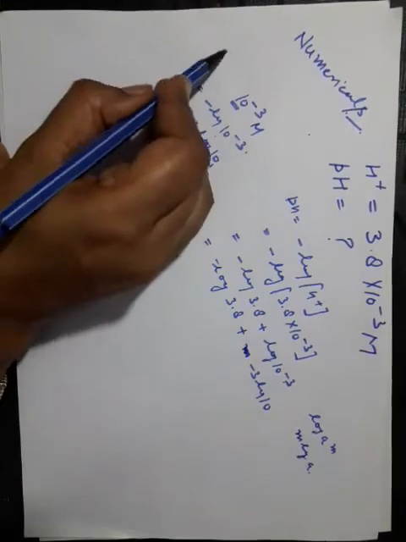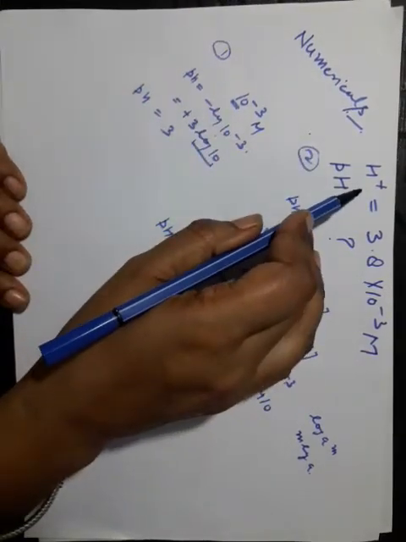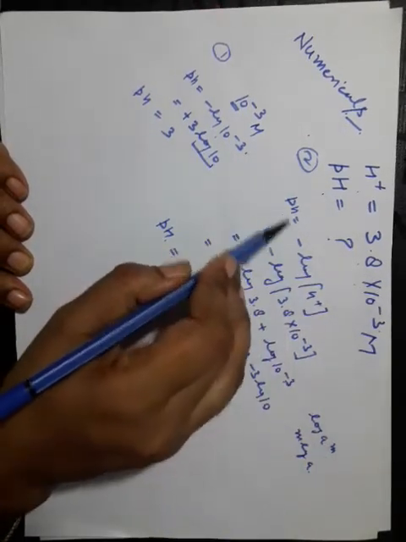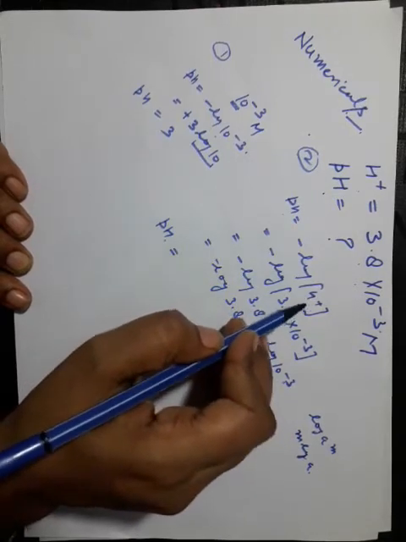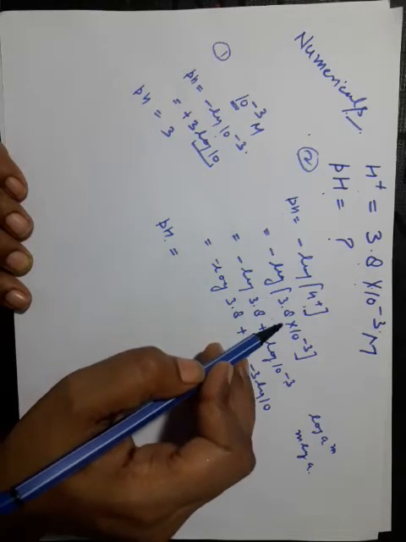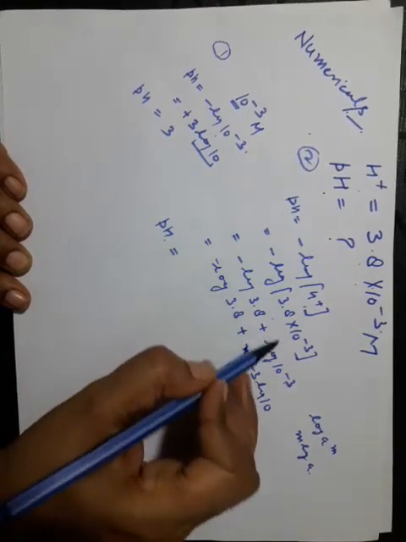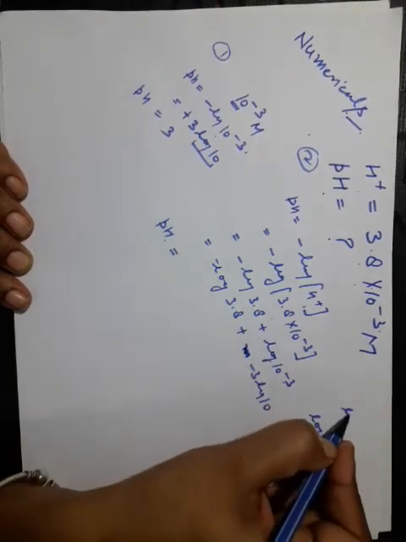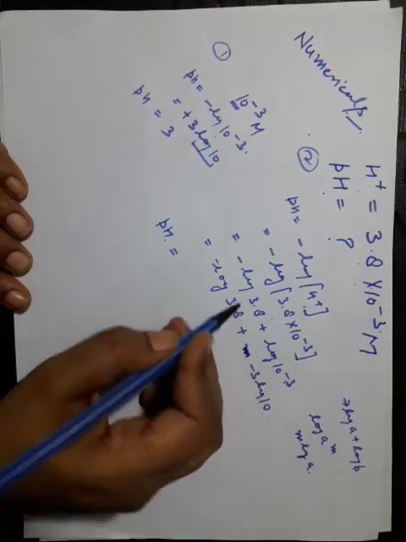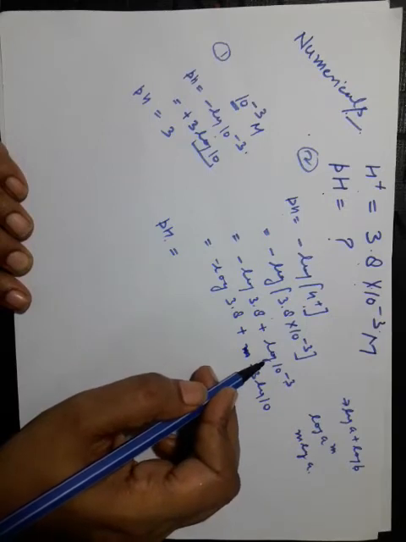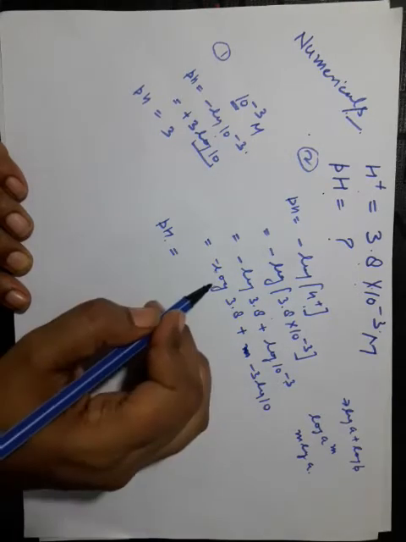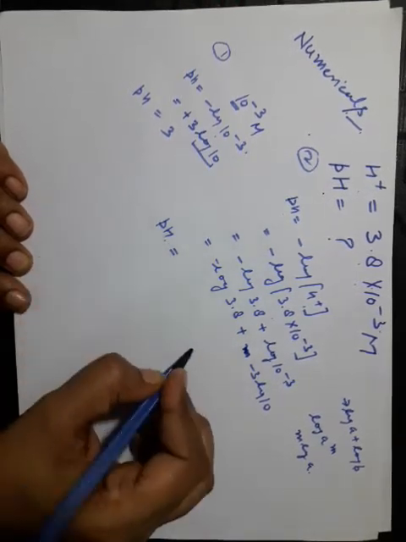The second question is, the hydronium ion concentration is 3.8 into 10 to the power minus 3, and find out the pH of the solution. As we all know, pH is equal to negative logarithm of hydronium ion concentration. Place the value of hydronium ion concentration here and use the formula log A into B. Expand the formula: log A into B is equal to log a plus log b. So expand the formula, place the value, and secondly again we have to place the formula of log a to the power m is equal to m log a. So placing this value, find out the value of log, and ultimately we can find out the pH of the given solution.